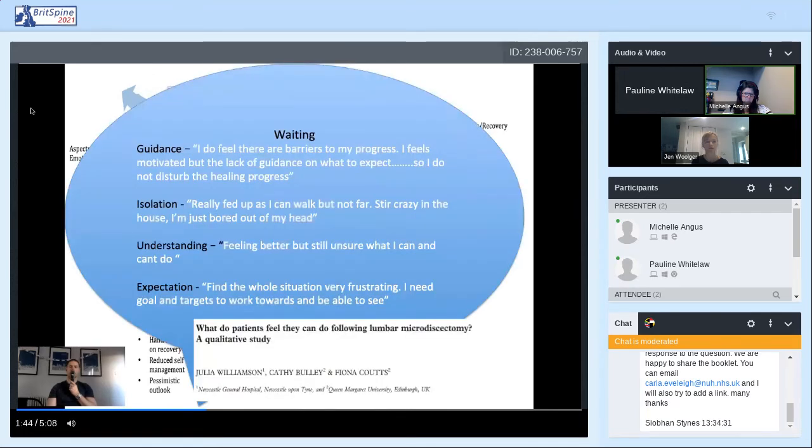The waiting theme had 4 sub-themes. Guidance, where the patient's experience was that they felt they had a lack of guidance on what to expect and what to do post-surgery. Isolation, where patients were removed from normal life.